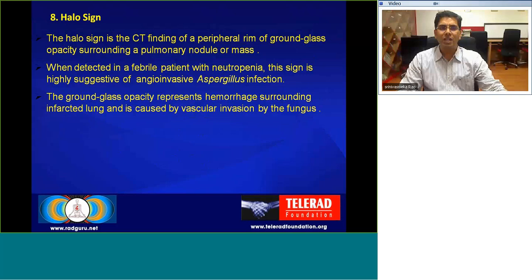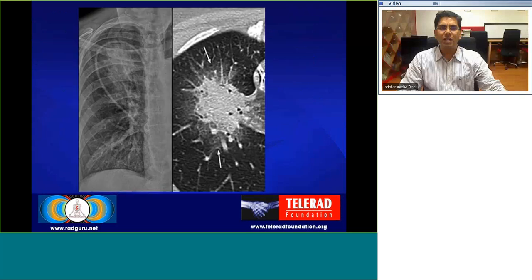So next sign is the halo sign. This is a CT finding again. You cannot appreciate this on a chest radiograph, right? So this is an example of how a halo sign looks. You can see a focal, mass-like consolidation, and some air bronchograms at the periphery.